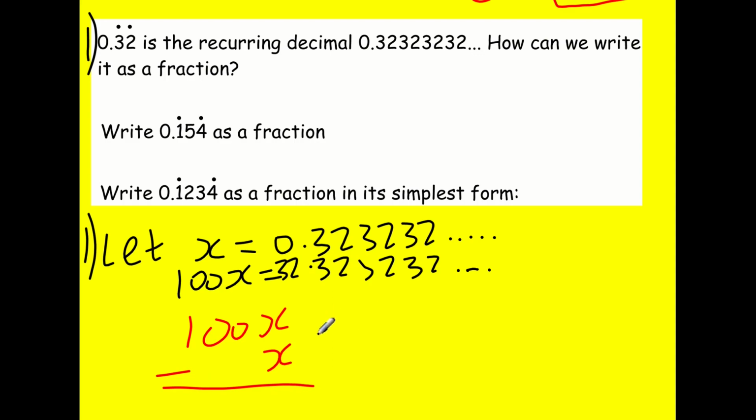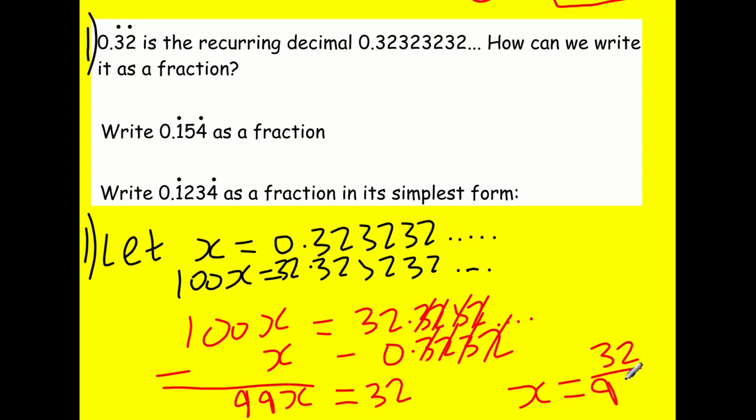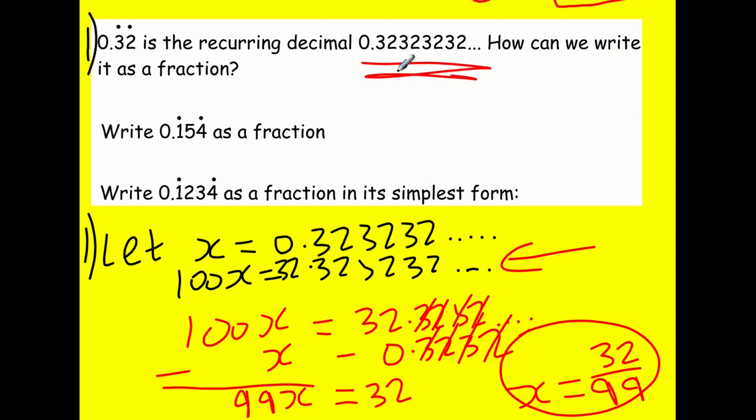And then I'm going to write it. So I've got my 100x, 32.3232, and so on. And I'm going to minus my 0.3232. And what you can see straight away is that they're just going to cancel. I did sort of imply this before. So I'm going to get that 99 of my x, which I don't know, that's what I want to find, is equal to 32. And that's going to mean that x equals 32 over 99. And I've managed to use algebra to help me write 0.32 recurring as a fraction.